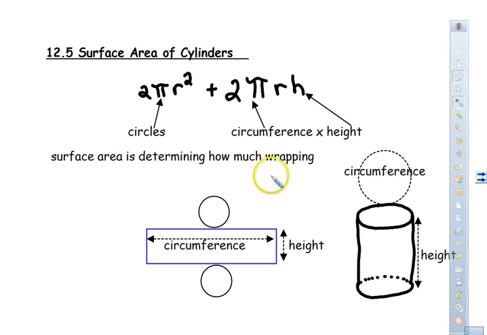Alright, what it all revolves around are two parts to this formula. The first part is we need to find the surface area, or the area of the circles. And on our cylinder, you can see there's a top and there is a bottom. So we find the area of those two circles, which would be these two. That is pi r squared, and since there's two of them, you're multiplying it by 2.